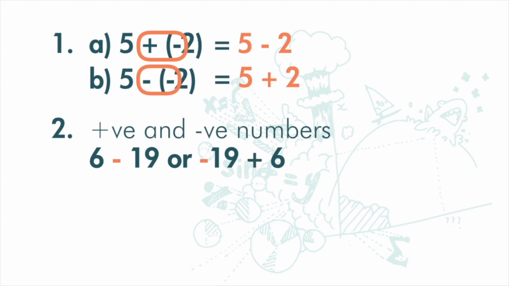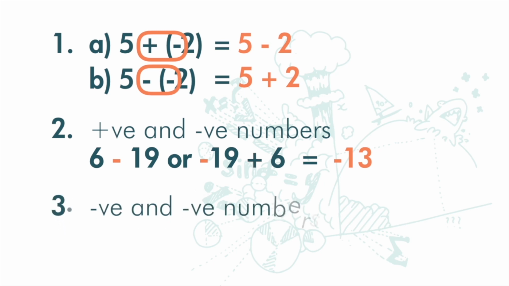For example, if we have 6 minus 19 or negative 19 plus 6, disregarding the sign, the larger number is 19 and it carries a negative sign. We have more negative to start with. So the answer has got to be negative. And then we subtract 6 from 19, which will give us negative 13.